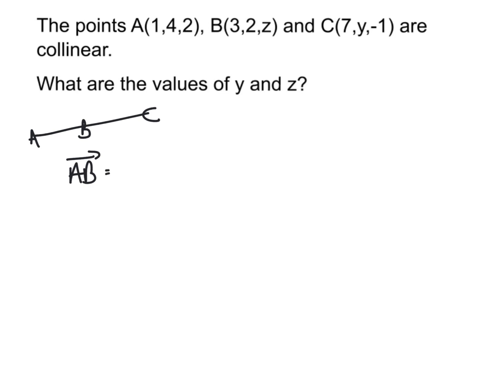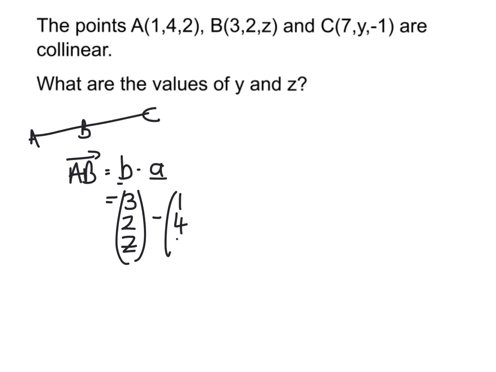as my starting point. So that will be B take away A, which will give me (3, z) take away (1, 4). And that will give me 2, z minus 4, and we're going to leave this as z minus 4. I don't like my z's being with all these number 2's.